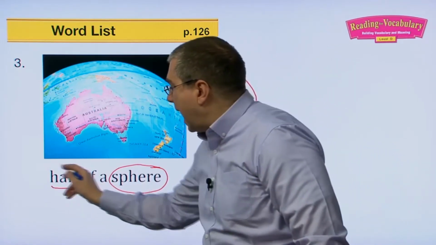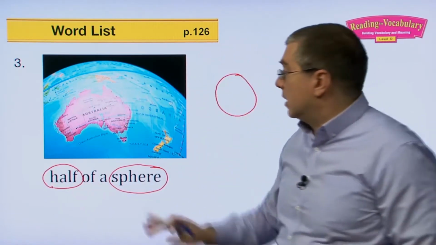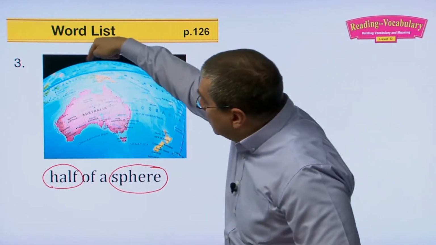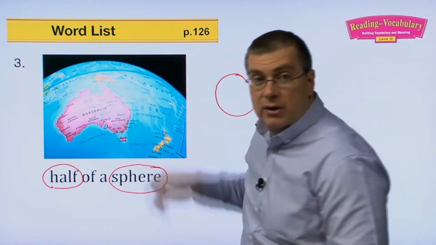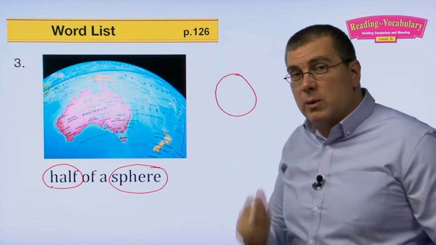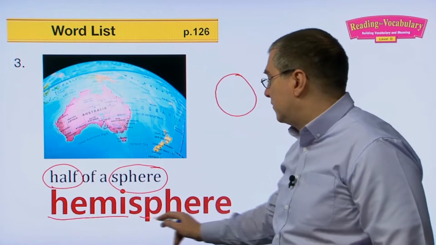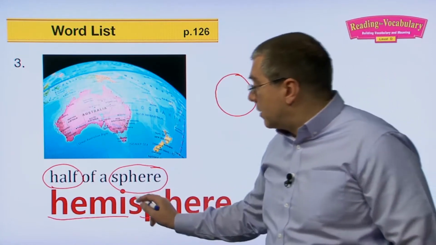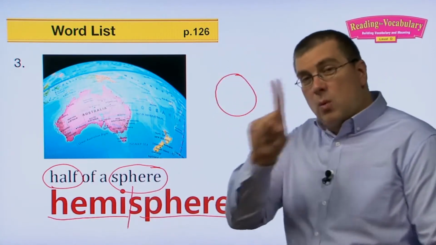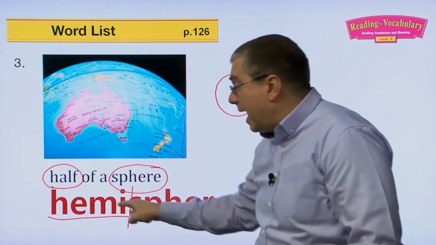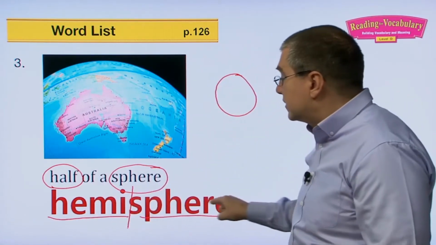But now we're talking about half of a sphere. So if we talk about half of the world, usually we talk about like the northern half or the southern half. And when we do that, we use a special word, and that word is hemisphere. Hemi. Now, think of this word, it's one word, but think of it in 2 sections. First we have hemi, and then we have sphere.